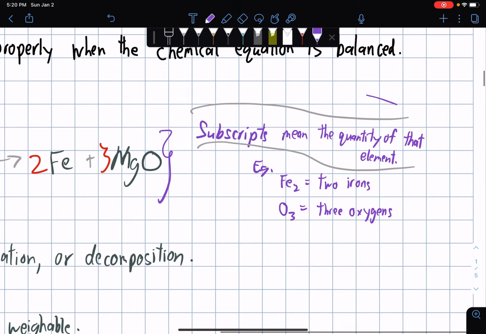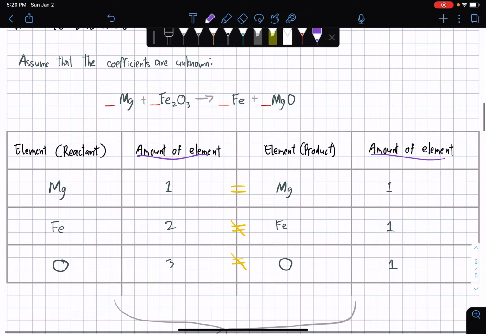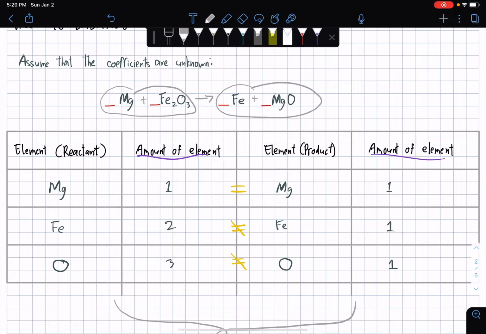As we've seen a while ago, subscripts mean the quantity of that element. So for magnesium, we can't see any number below it, so obviously it's already understood that it's Mg sub 1. By the way, the elements here fall under the reactant side, and this is going to be the product side, which is this. We now understand that Mg is sub 1, so just one element of Mg. For iron, Fe, we have Fe sub 2, so we have two of them. For oxygen, we have sub 3, so we have 3 oxygens.